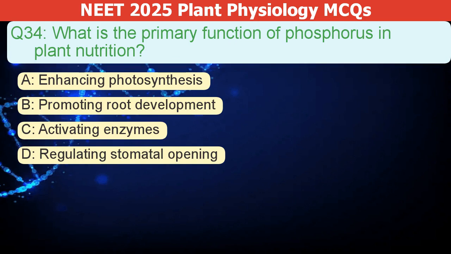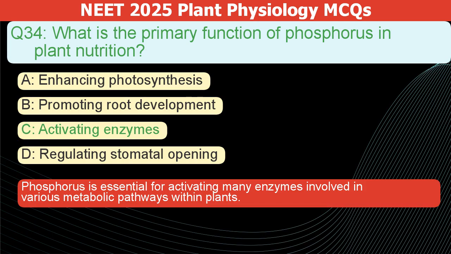What is the primary function of phosphorus in plant nutrition? A. Enhancing photosynthesis. B. Promoting root development. C. Activating enzymes. D. Regulating stomatal opening. The correct answer is C. Phosphorus is essential for activating many enzymes involved in various metabolic pathways within plants.